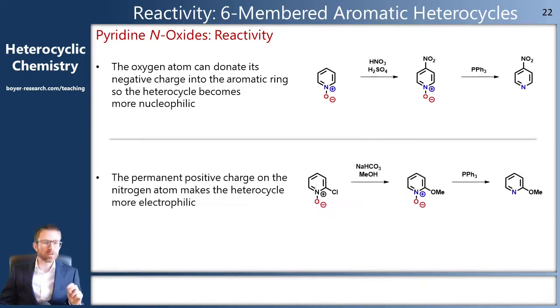But as well as being more nucleophilic because of the oxygen, now our heterocycle has a permanent positive charge on it. So it's more electrophilic as well. So in this substitution reaction, we have now got that permanent positive charge, which means that when our methoxide adds in to displace the chloride, the reaction is faster. And again, if we want the pyridine version, we can reduce it using triphenylphosphine.